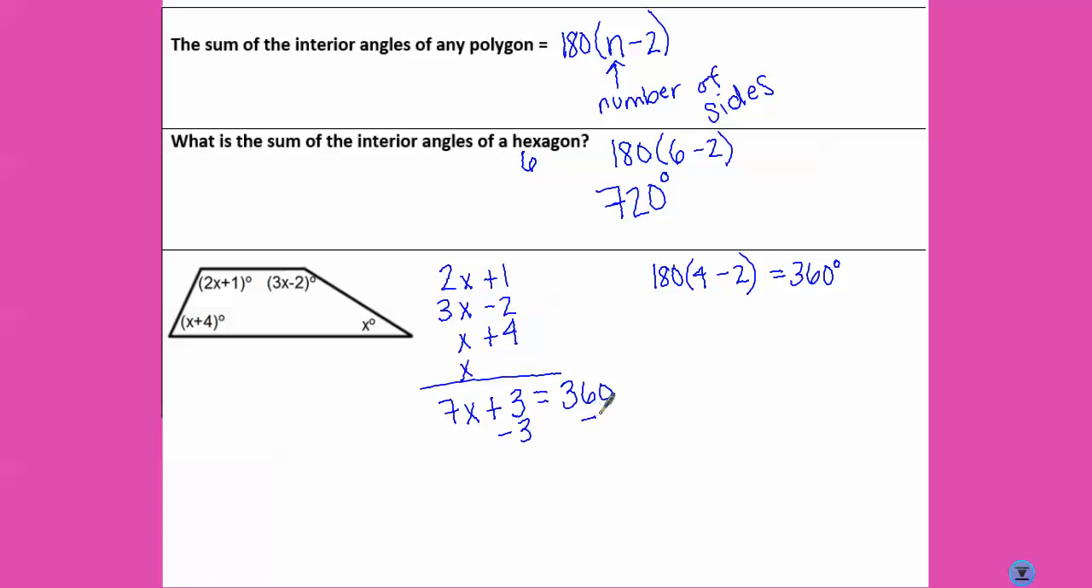Minus 3, 7x equals 357. Divide both sides by 7. We get that x is equal to 51.